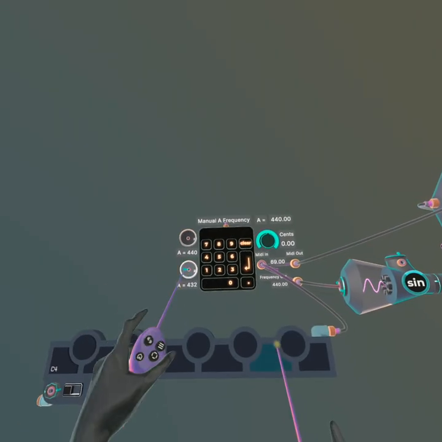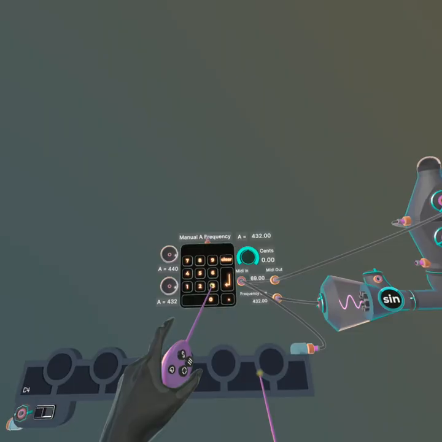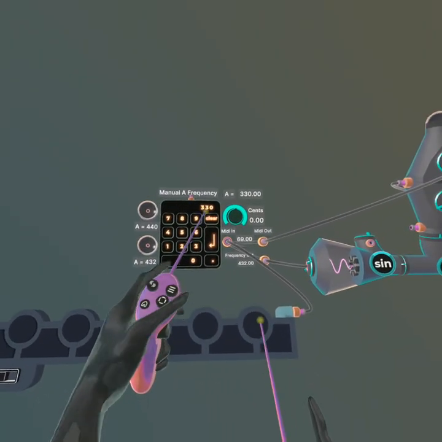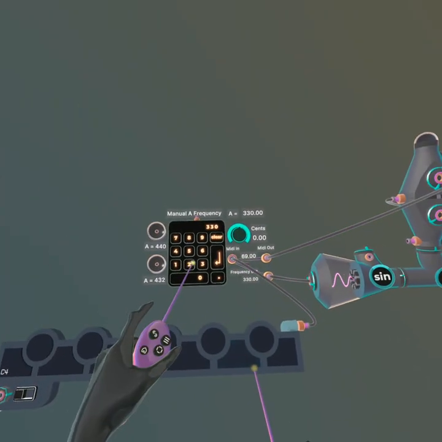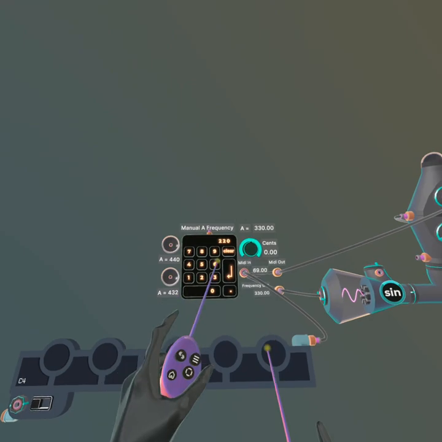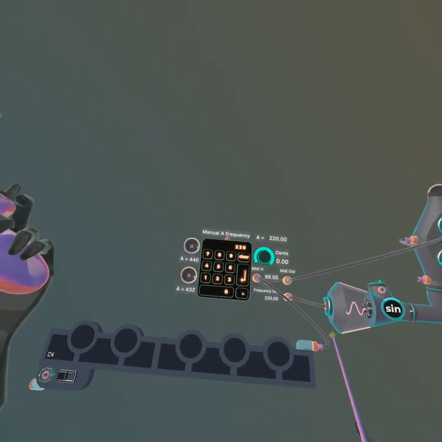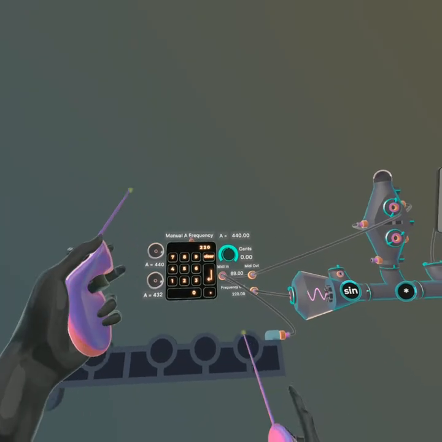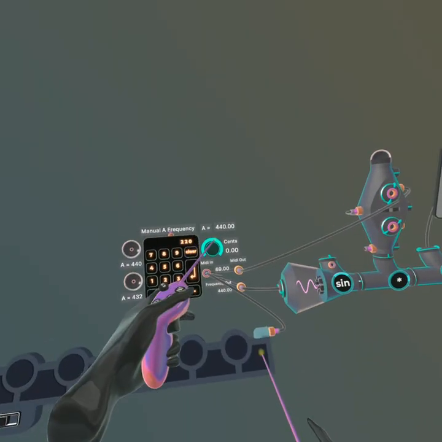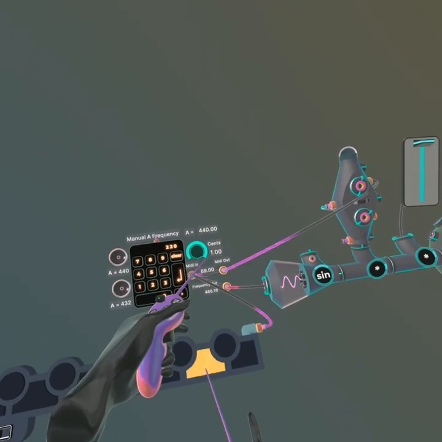It's a very subtle difference, but we can change it to A430 if we manually punch one in. So let's do something drastic. Let's go to A330. Or we go down to the A below that A, which is half. So this allows you to choose. It also lets you adjust granularly with the cents, which is hundredths of a half step up and down.